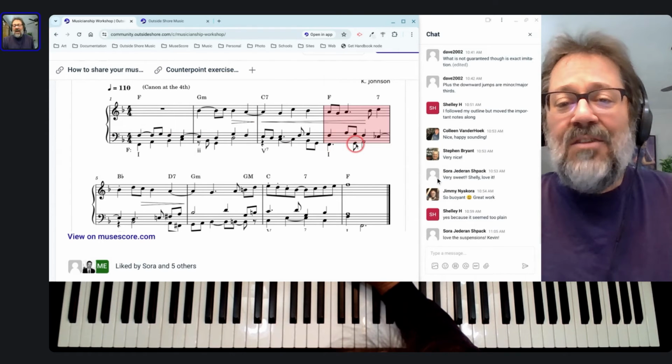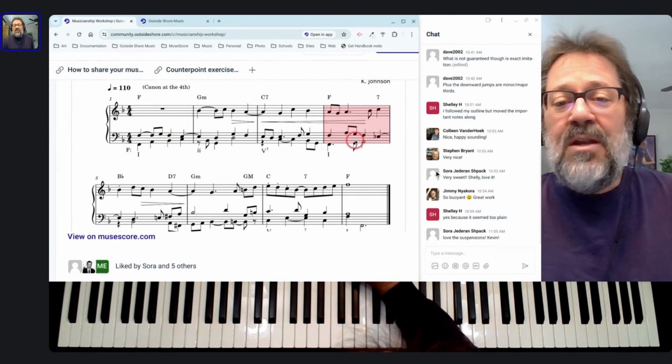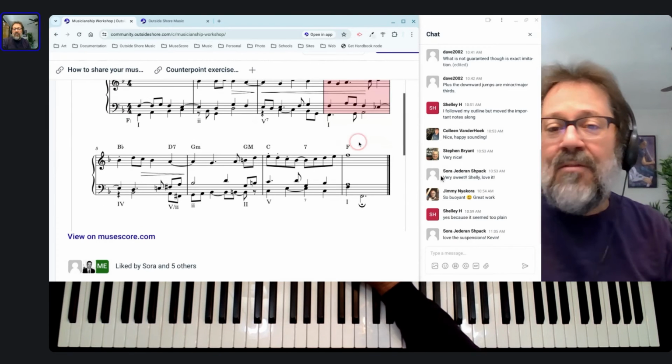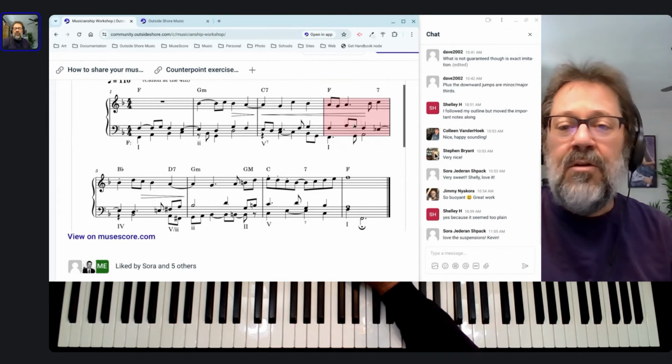That G doesn't have to be a G. This could have been a C or a half note on the F, right? You have lots of flexibility in that free voice to avoid those sorts of parallelisms.